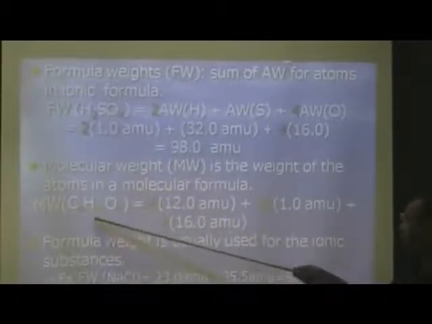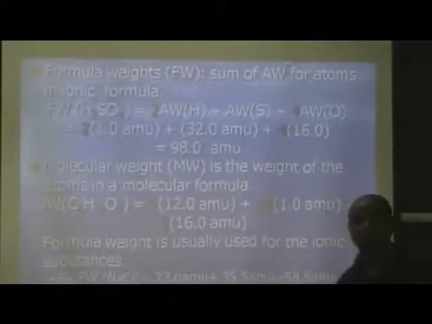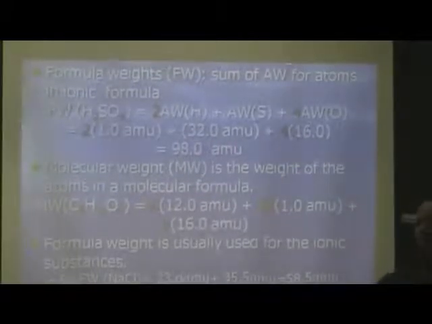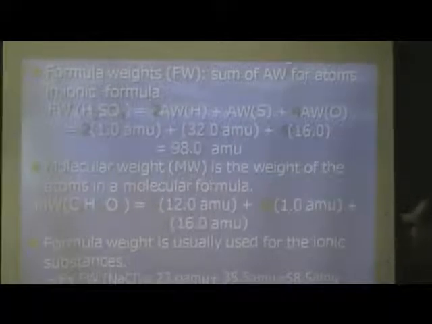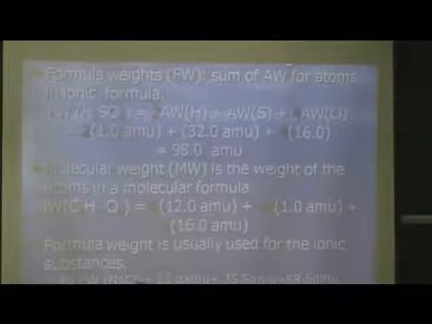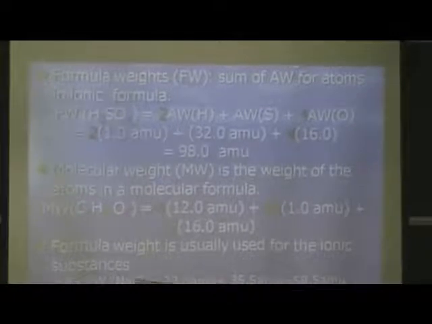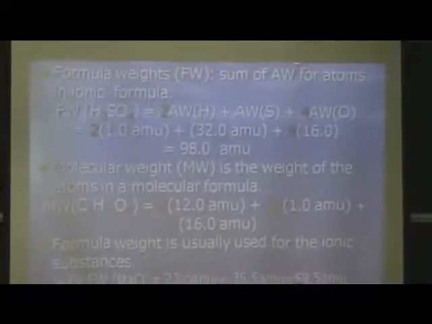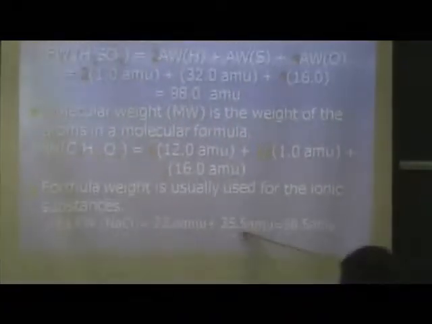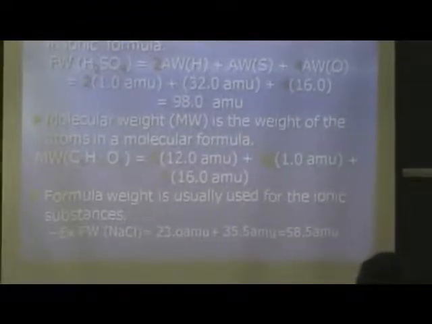The concept is the same for molecular weight as well. We use molecular weight for molecular compounds. That's all. Formula weight, we use for ionic compounds, for ions. Formula weight of sodium chloride, for example. There is no subscript here. What I need to do is add the weight of sodium plus the weight of chlorine together, and then I get 58.5, because sodium is 23, chlorine is 35.5, and that gives me the actual weight of sodium chloride.